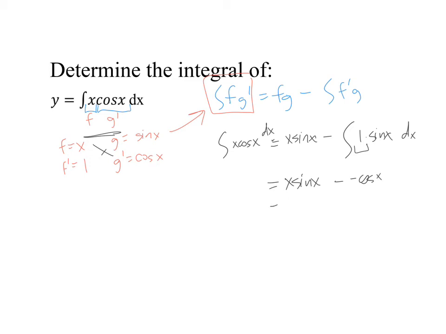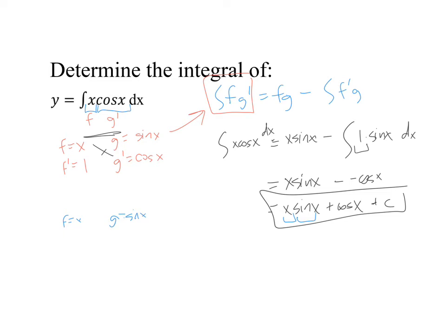So if we simplify that, we would have x sine x plus cosine, and we would put a plus c on once again. And that's it. So that's our final answer, our integral of that original question. If you wanted to see if you did it right, we could go back and do our product rule again. So let's just quickly look at it. So if I did f as x and g as sine, you can see it does what we have above.